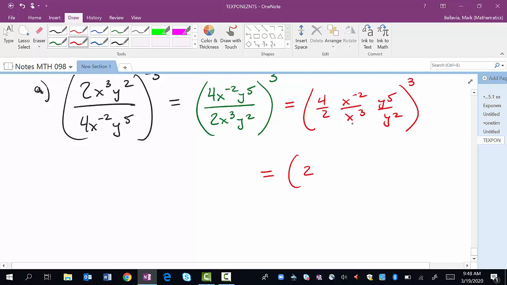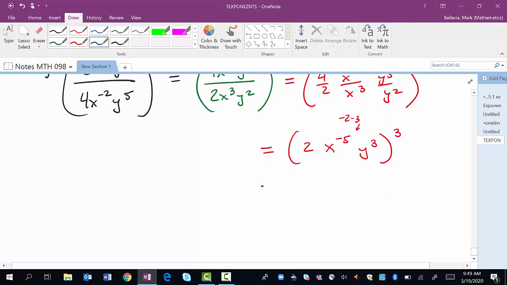X to the negative 2 over x to the 3. Be very careful here. You're subtracting exponents when you have the same base. So negative 2 minus 3 makes us a negative 5, right? Think about it. It's negative 2 minus 3, to get you a negative 5 as the exponent on the x. And then you have y to the 5 over y to the 2. Again, same base y. 5 minus 2 makes us y to the third. And then the whole thing is raised to the third power on the outside.